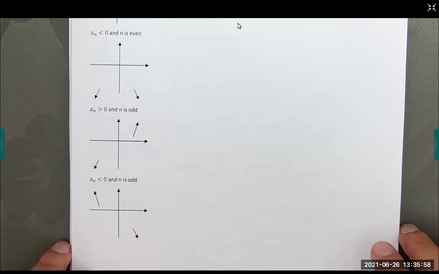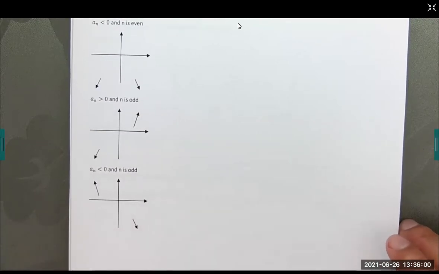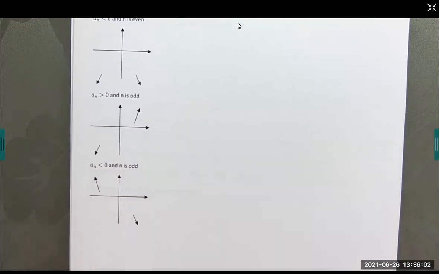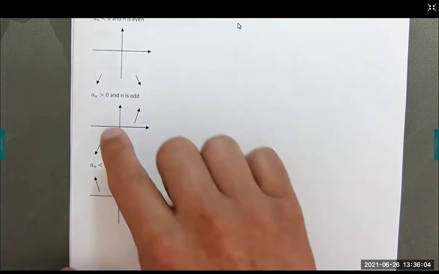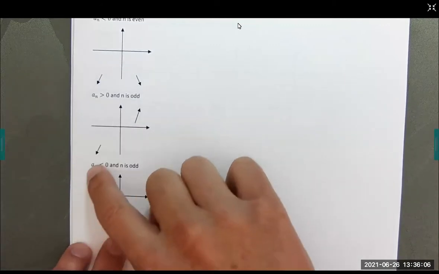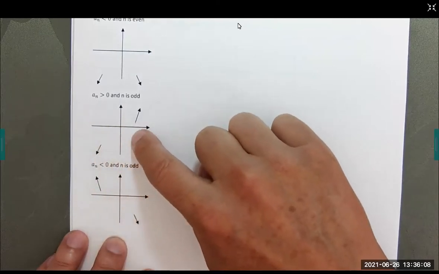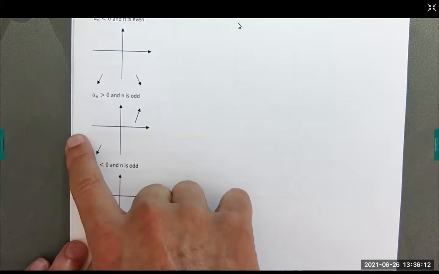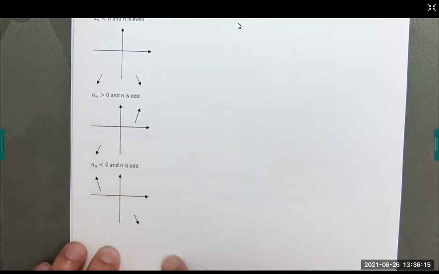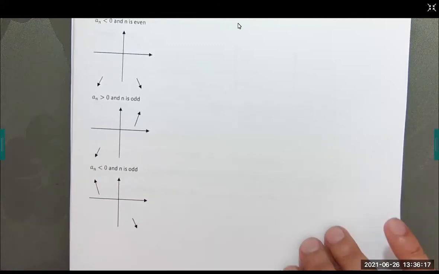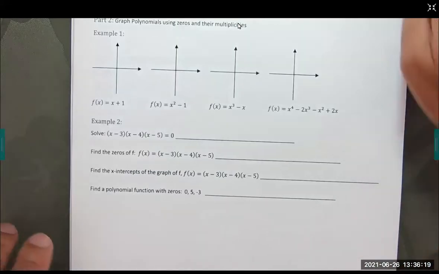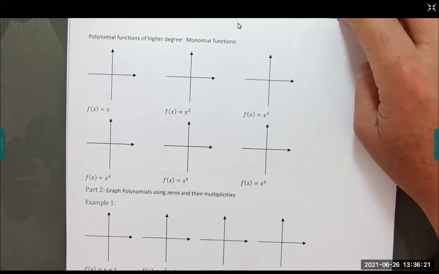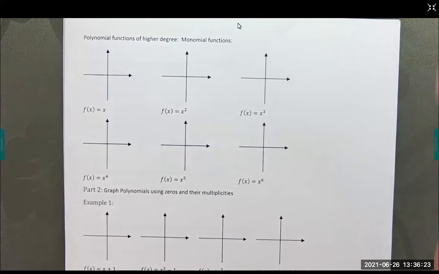If the degree is odd, then the opposites will happen. So with a positive lead coefficient, it starts down, comes up, does its thing, and then ends up going up. When that lead coefficient is negative, the exact opposite thing happens. We start here, it comes down, does its thing, it ends up going down. And I'm going to keep this one handy because it's very useful for some other things we're going to be doing. All right.